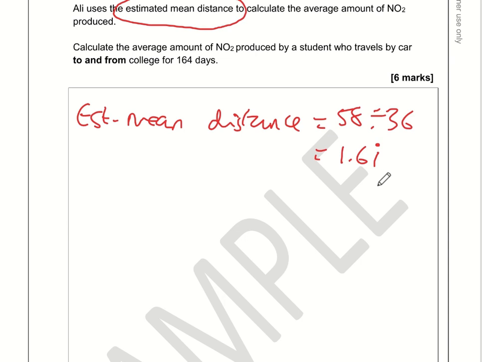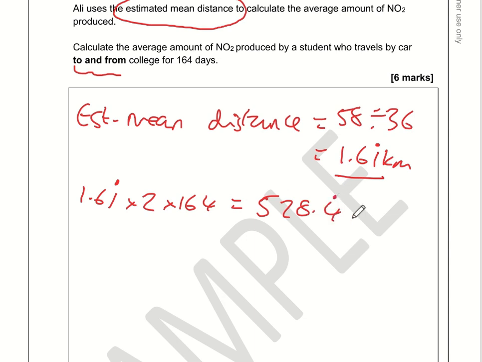1.61 recurring. Okay, so that's their distance from college, but if someone's travelling to and from college, so that's kilometres, then this 1.61 is going to be done twice, and 164 days of a year. So if this number is sitting on your calculator, just double it and then multiply by 164, and that comes to 528.4 recurring kilometres. So this is what every student does per year.